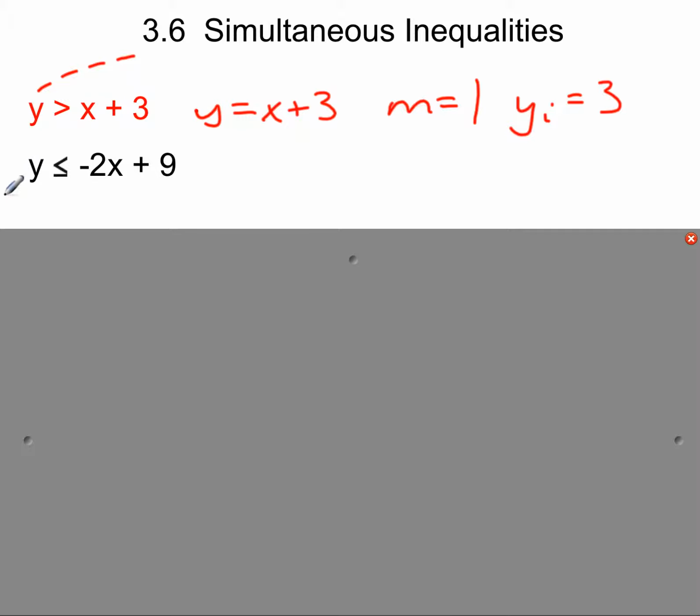Looking at the other one, this is already in its y form. So y equals negative 2x plus 9. Our slope in this case is negative 2, and our y-intercept is 9. Because it's less than or equal to, I'm going to have a solid line. So dotted line, solid line. I'm going to represent this one in red and this one in black. You'll be happy because I already did the graphing for you.